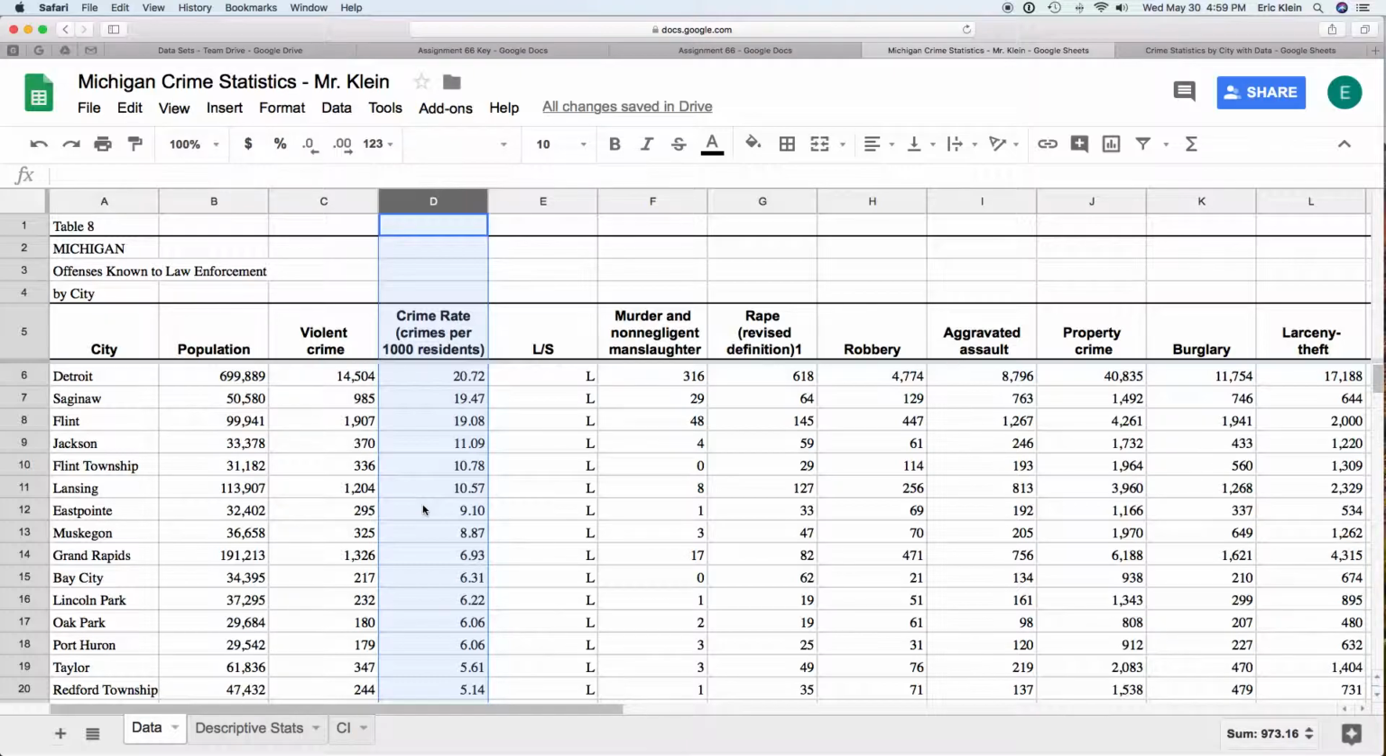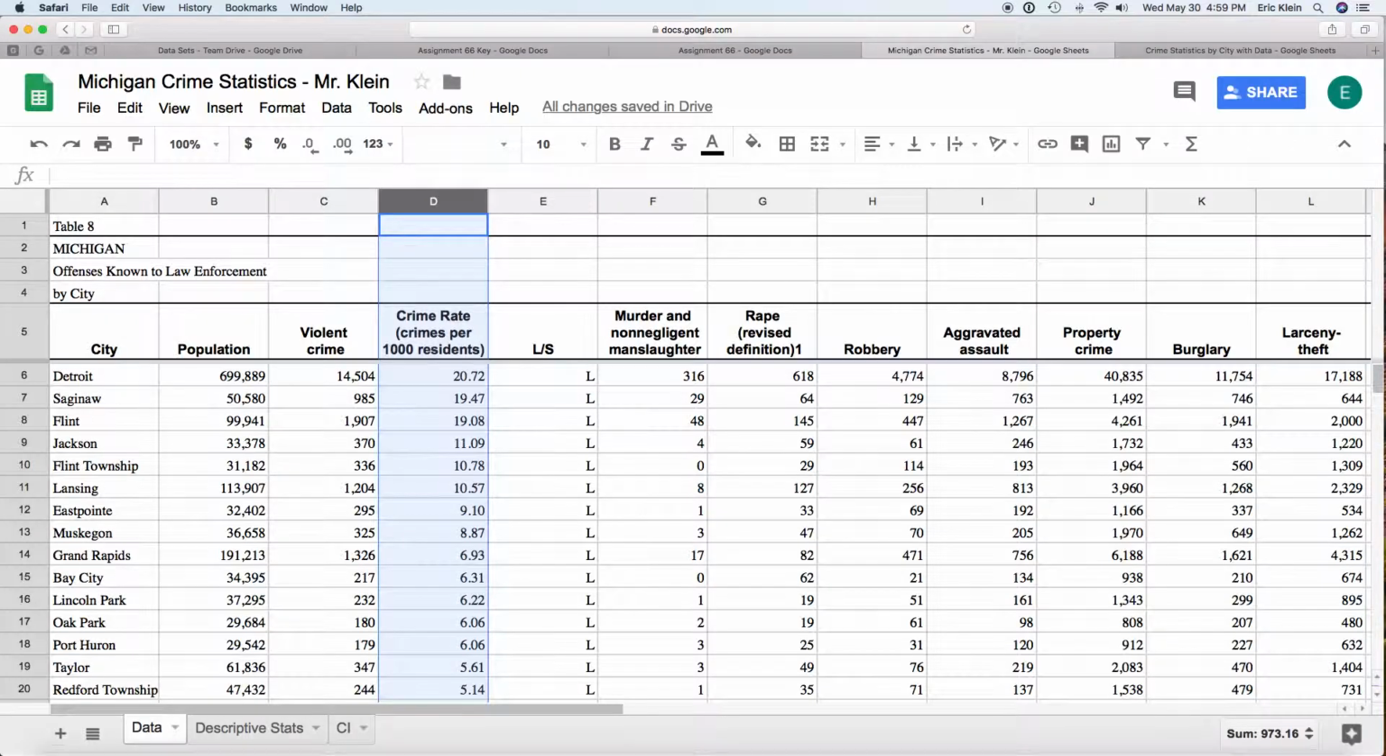Today we're going to be talking about confidence intervals. I'm your host, Mr. Klein, and let's talk crime. C-R-I-M-E. Crime. Specifically, we're going to be looking at the crime rate today and trying to construct a confidence interval.